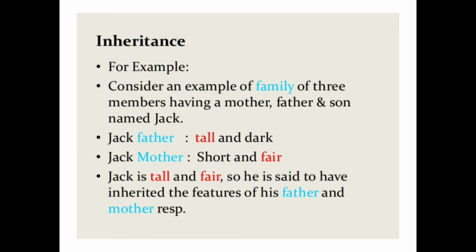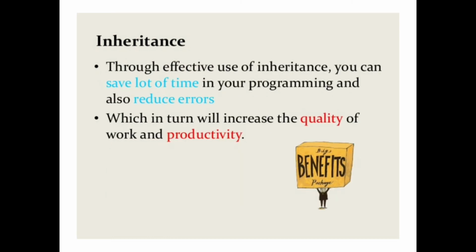For example, consider a family of 3 members having a mother, father and a son named Jack. Jack's father is tall and dark. Jack's mother is short and fair. Jack is tall and fair, so he is said to have inherited the features of his father and mother respectively.